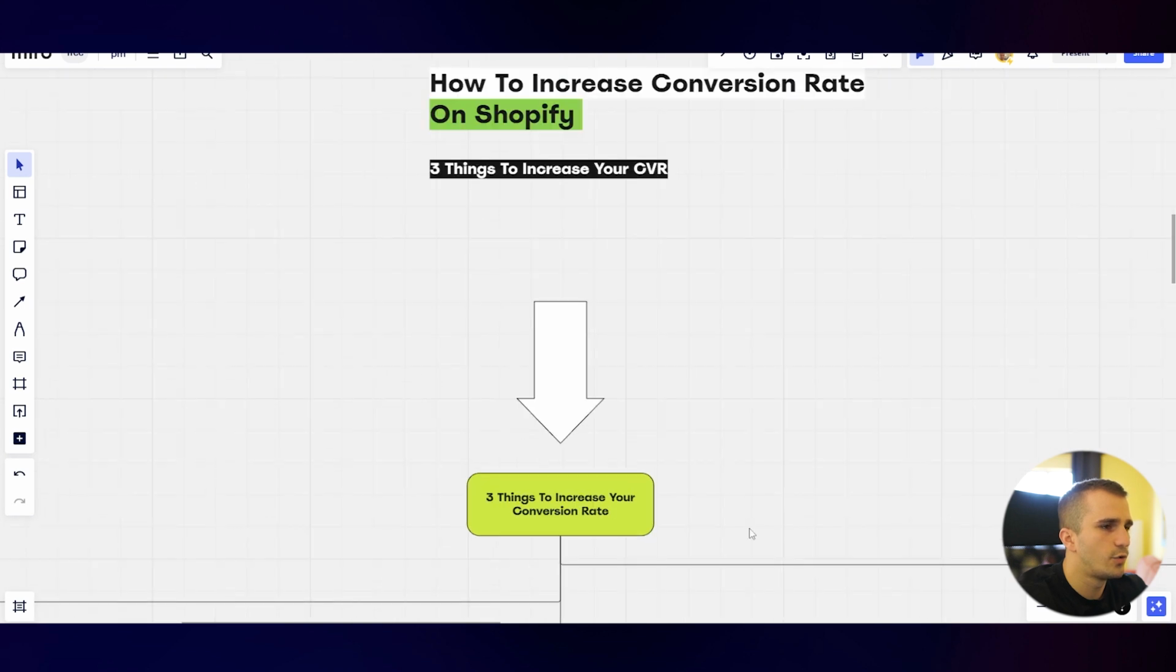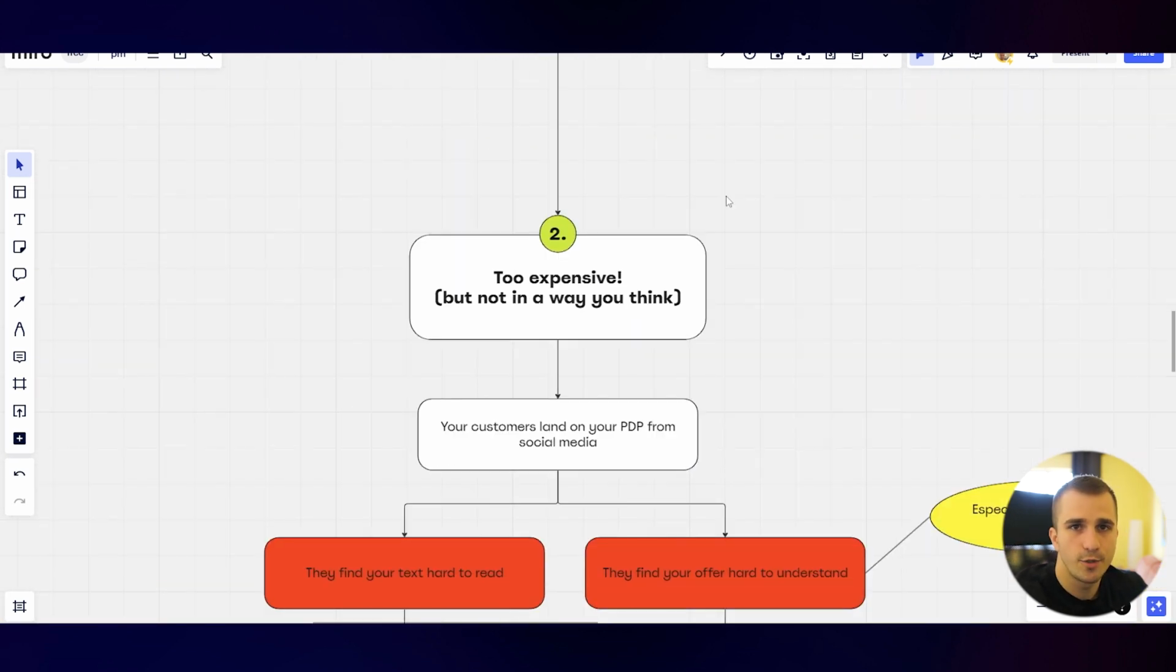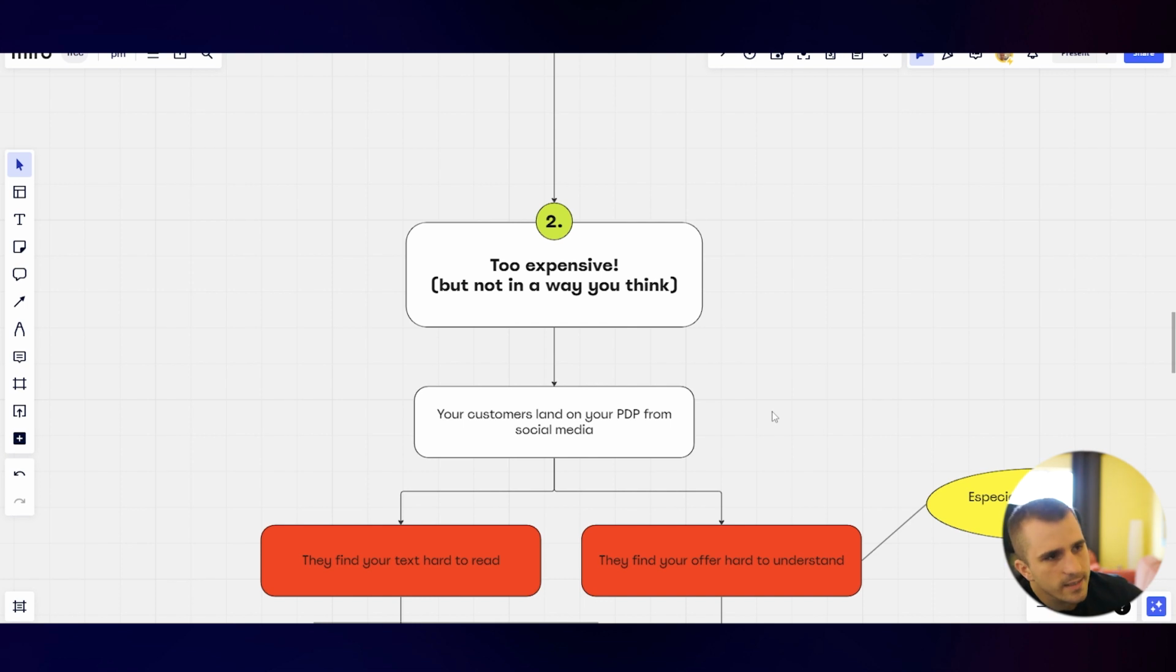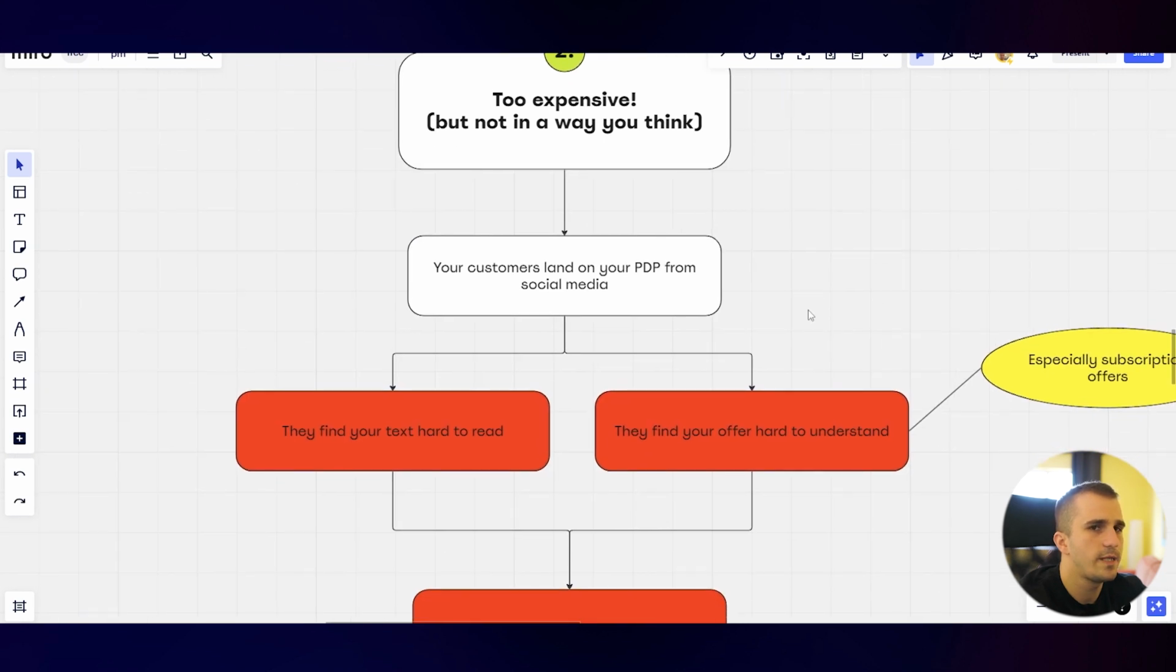The second thing you can do is this: there's a good chance that your product page is just too expensive, but not in the way you think. To help you understand this, let's go through the scenario where your customer lands on your product page from social media. As you may know, when people are on social media, they just turn off their brain. They just want to mindlessly scroll and not think about anything else.